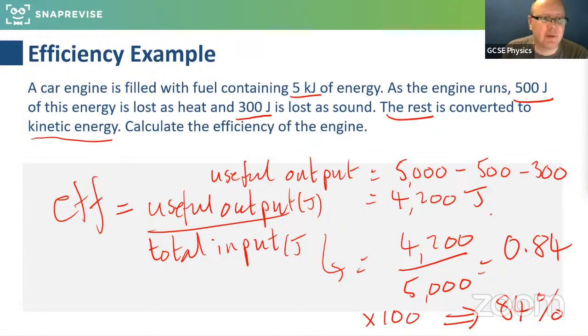Is everyone happy with the way that I've taken the numbers from that example and thought about how to work out the useful output from those numbers given, and then worked out the efficiency by putting the useful output over the total input? And I do find it's always quite handy just to underline key information when you're looking through a question like numbers, and also calculate, explain, state those command words. It gives you an idea of what the examiner is expecting. They're expecting to see a calculation here.